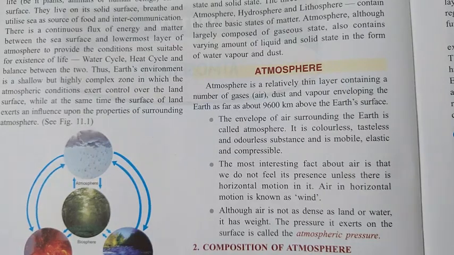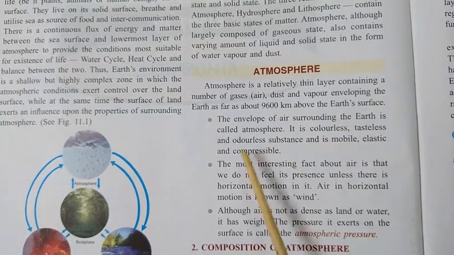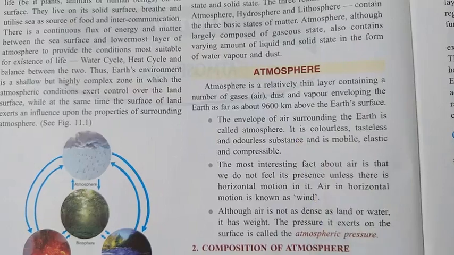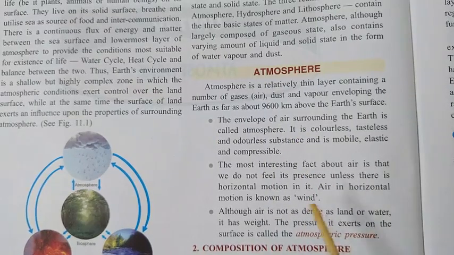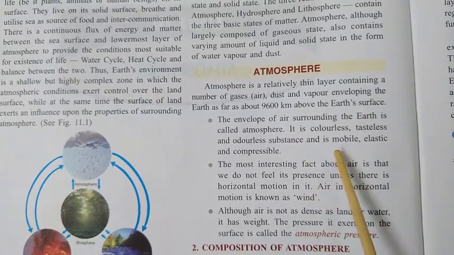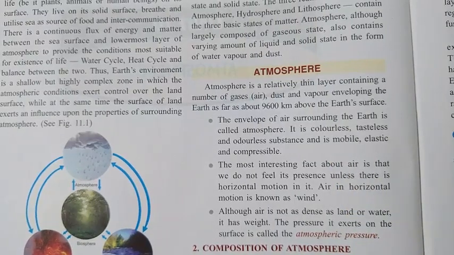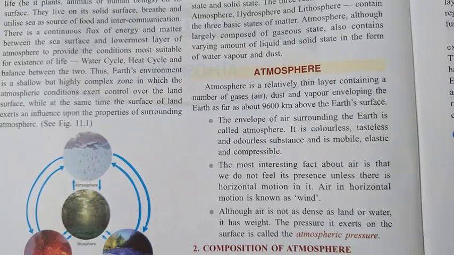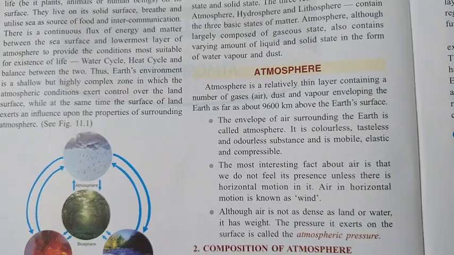Now what is the air then? Air is a colorless, tasteless and odorless substance. This air is mobile, and mobile means it can move. It is elastic, means it can stretch, and it is compressible, it can be compressed. These are some important characteristics of the air. One thing is we can't feel air. When we talk about air, it means the composition or mixture of gases which are found in the atmosphere.